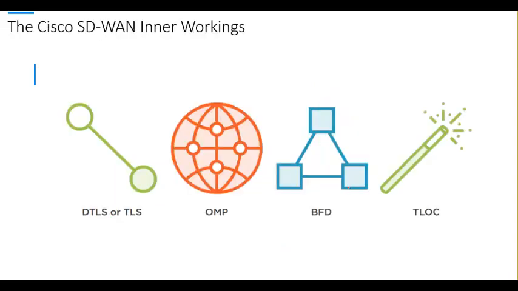Right, so we need to focus on the SD-WAN inner workings. This is where we need to begin. We have finished up to this level in our previous class. We have to focus on these protocols one after the other. So we have a protocol called DTLS or TLS. This is a tunneling protocol which secures the control plane that runs inside these tunnels.